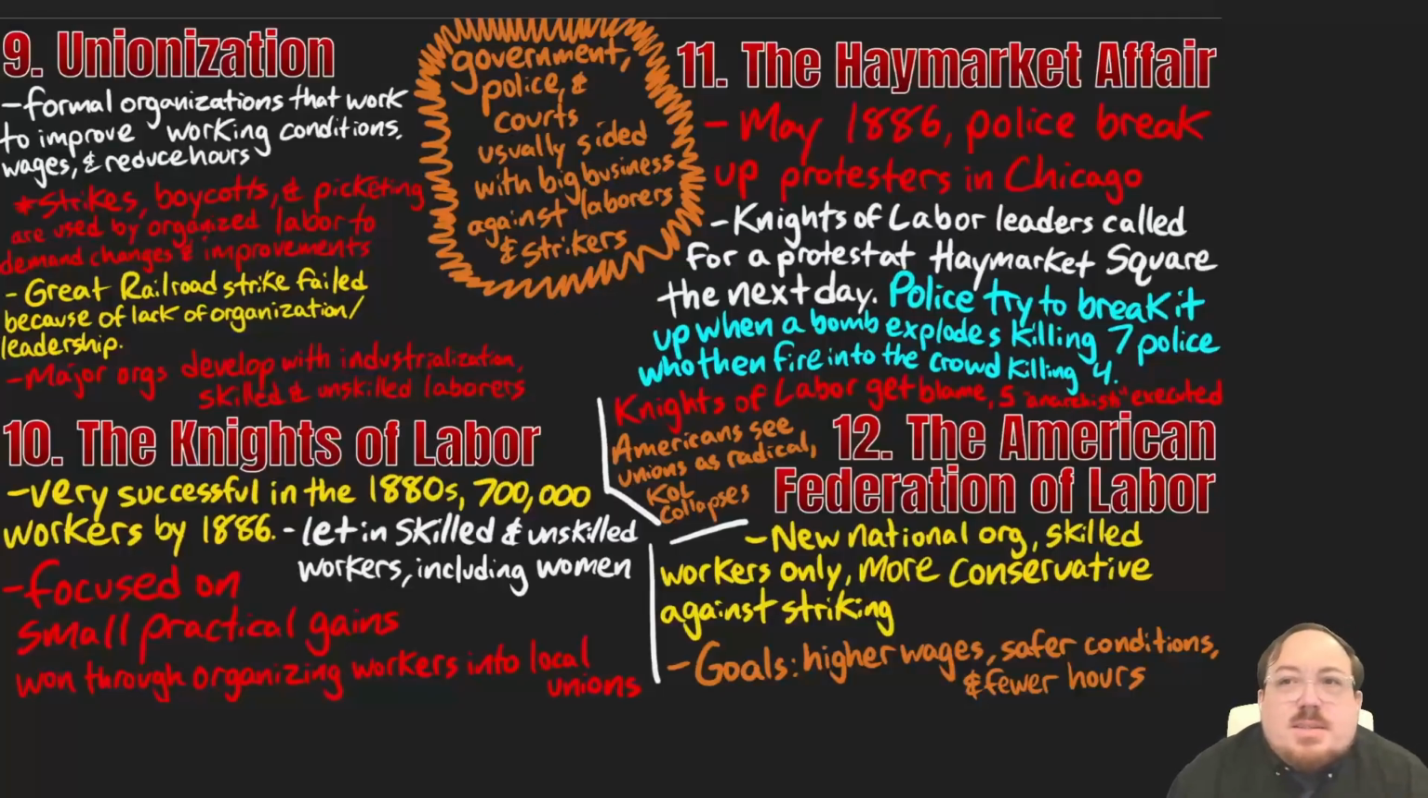Though initially successful, unfortunately, the Knights of Labor Union will come to an end after what's known as the Haymarket Affair. In May of 86, there will be a bunch of workers on strike in Chicago, and there will be protesters outside of the Haymarket, literally a place where you go and buy hay for your horses, which was one of the primary modes of transportation at the time. And so the Knights of Labor will call for another strike the next day.